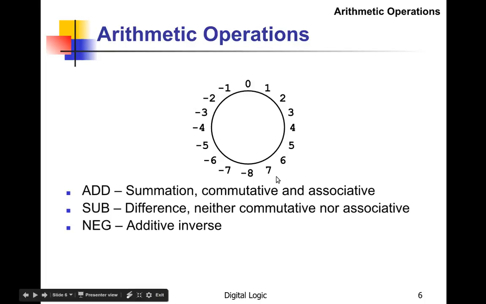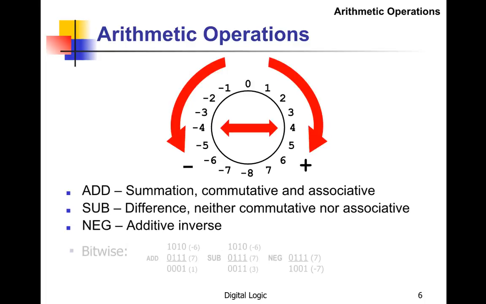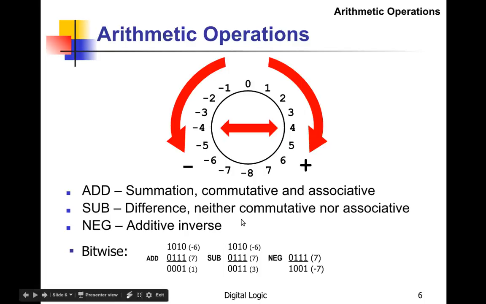So when you add, you move in this direction. When you subtract, you move in that direction. And if you want to negate, you just go straight across. And you can do these kind of things in a bitwise fashion here.